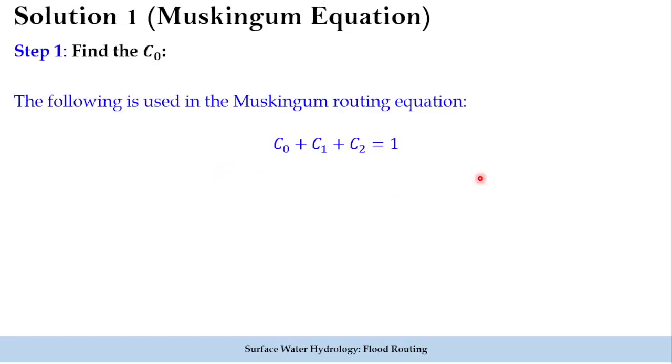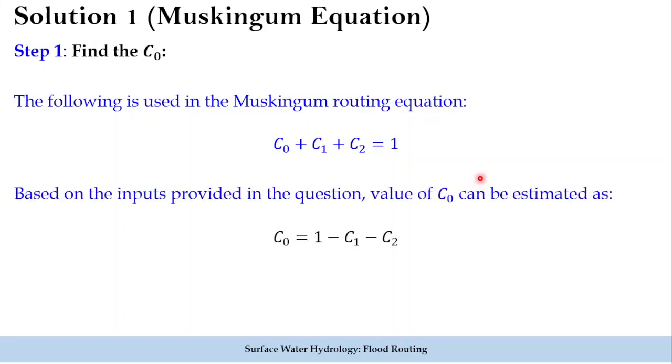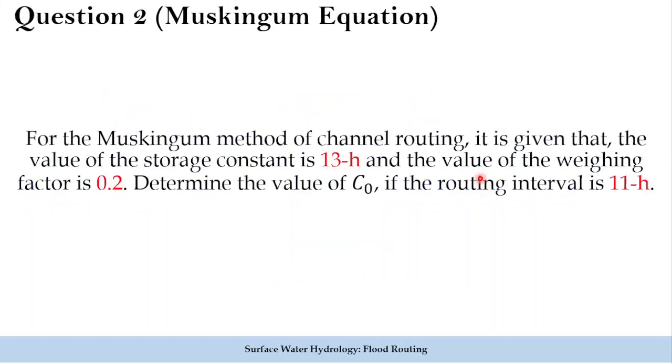So our first step is to find out the C0, for which the Muskingum equation also provides this equation which is on your screen. C0 + C1 + C2 = 1. So now the value of C1 and C2 is already provided. So using that we can actually estimate the C0 value, which comes as 0.23. So it was a very straightforward question. I hope you were able to capture the essence of this equation and how to utilize this to find out the unknown such as C0. Moving ahead, let's solve another problem on Muskingum equation.